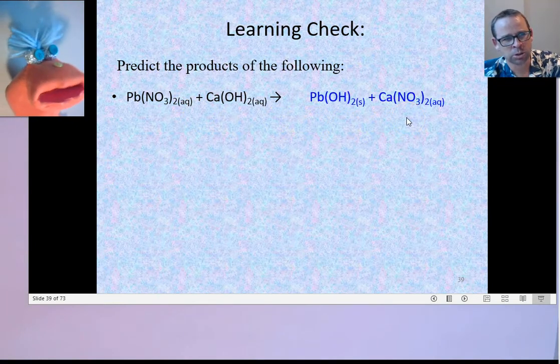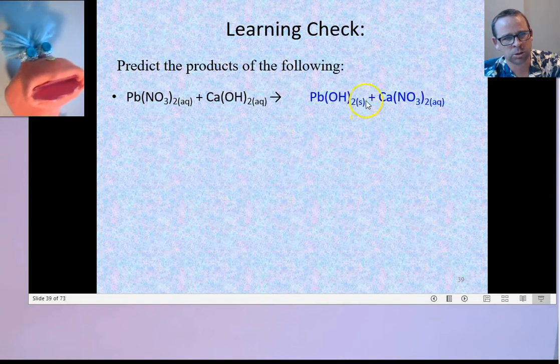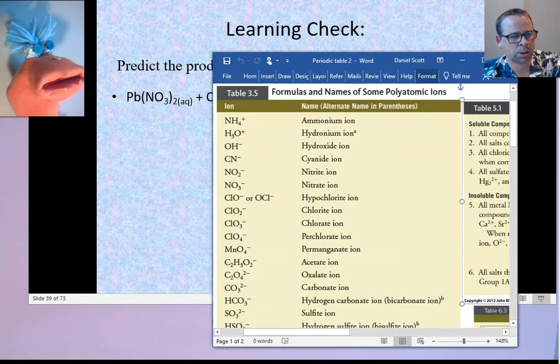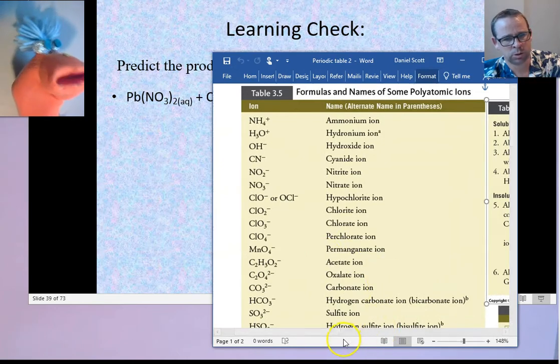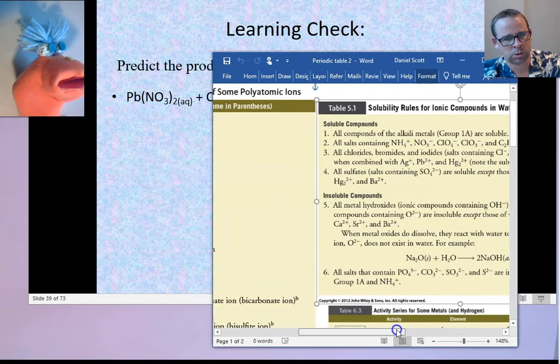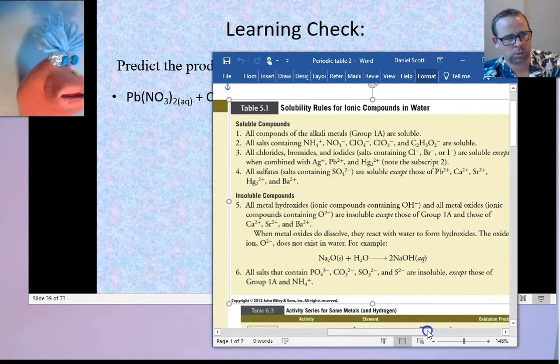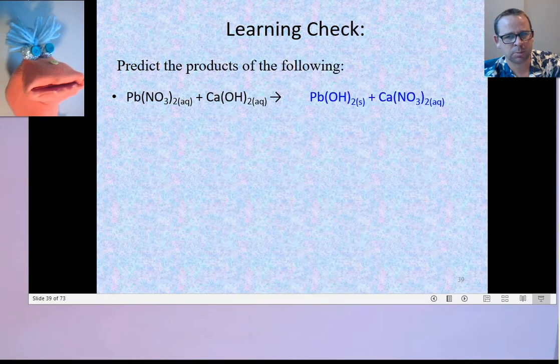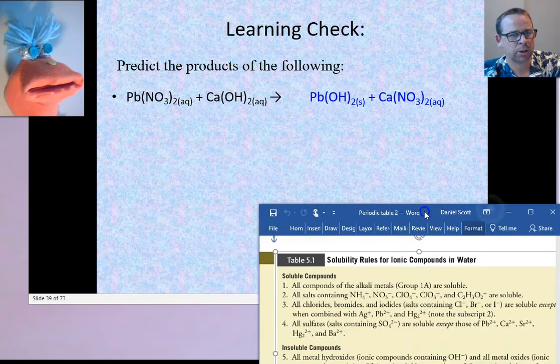Lead hydroxide. Oops, I gave away the hard part. Oh, yeah, it says it's insoluble, the lead hydroxide, because it has the S there. Yeah, that's right. Now, how are we supposed to figure that out? The solubility rules. And I have mine here. The 5th one says that hydroxides are generally insoluble. That's right. And lead is not one of the exceptions. Okay, very good.